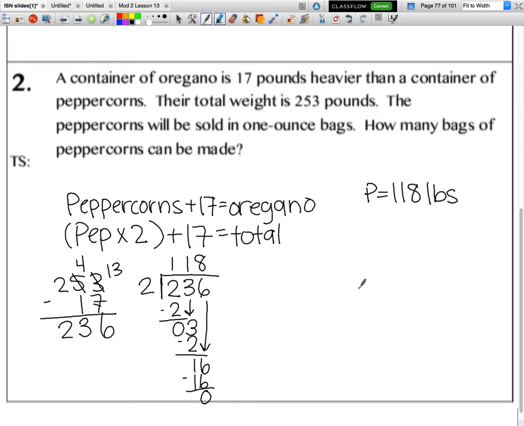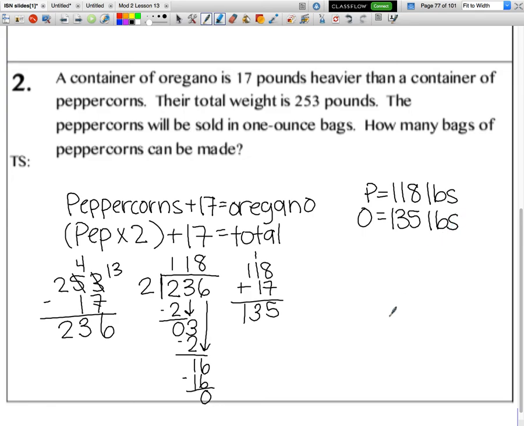So remember, peppercorns plus 17 equals oregano. So if peppercorns are 118, then we need to do 118 plus 17 to get us oregano. So we have 118 plus 17. 8 plus 7 is 15. Carry my 1. 3 and 1. So that means oregano is 135 pounds.